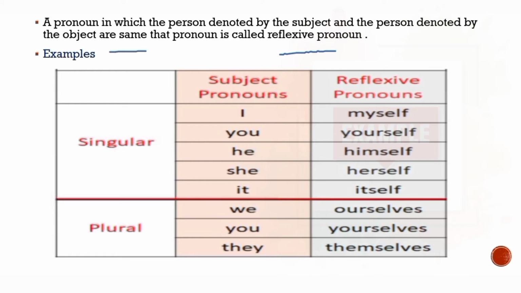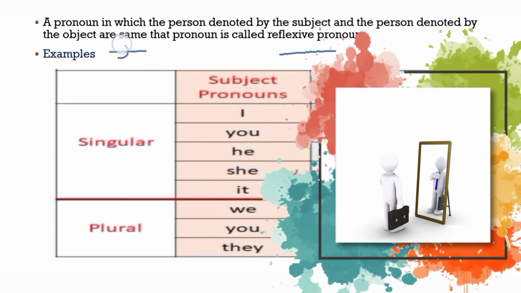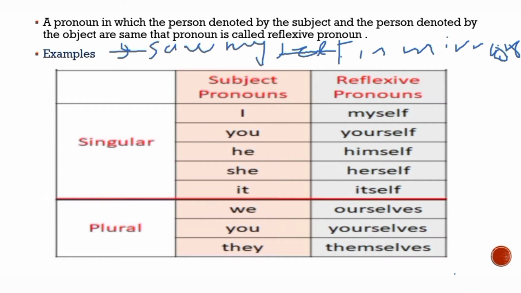Suppose that I saw myself in mirror. In this sentence, the person who is doing the action is the same as the person on whom the action is being done. So it is an example of reflexive pronoun. Here are some more examples of reflexive pronoun in this table.